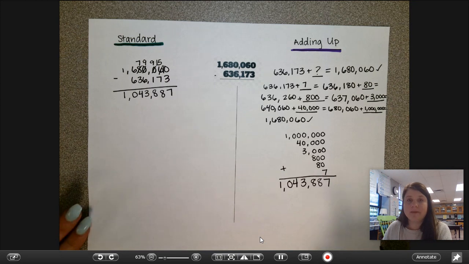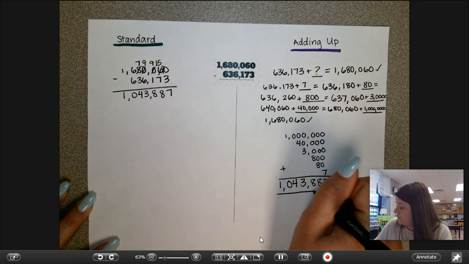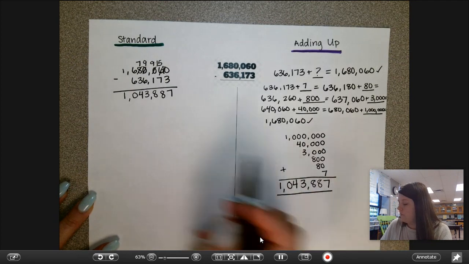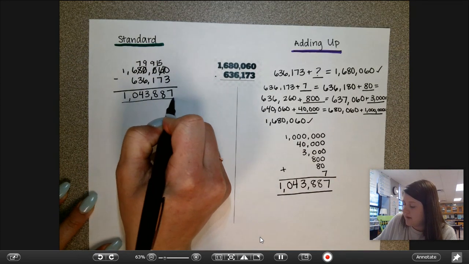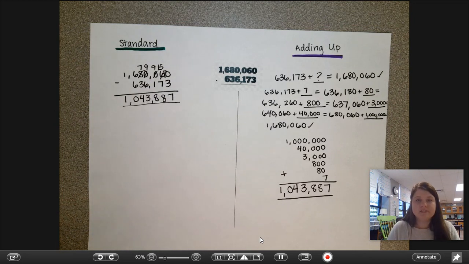Now, when I look at both of my answers, I see that for adding up and for standard, I got 1,043,887. Now, just like with adding these two strategies, if they work for you, that's so awesome. And if you've learned something new, that makes me so excited. But if you have another strategy that works best for you, please feel free to use that.